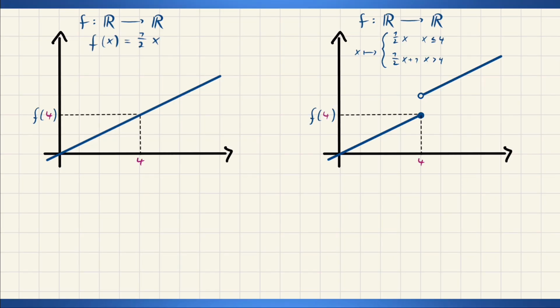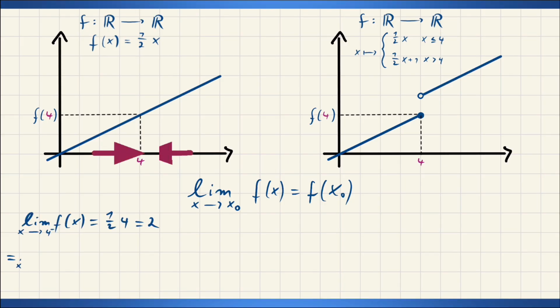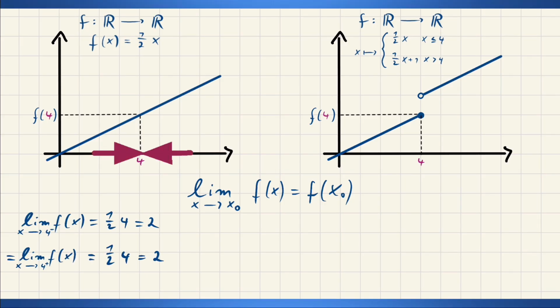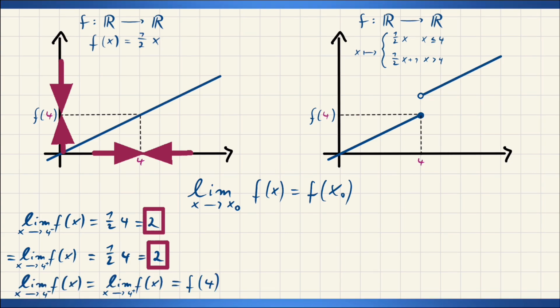First, let's check the case where the two-sided limit exists and equal the function value. For the left function, whether approaching from the left or right, the result is 2. So the left hand and right hand limits match and equal the function value f of x0. It is continuous at point 4.